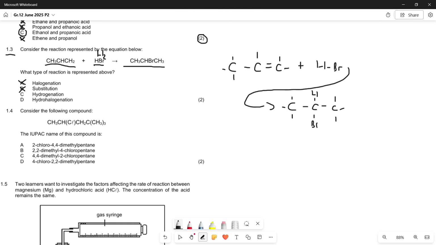We don't have an H2, we have an HBr, which means we aren't dealing with hydrogenation. So therefore that guy is out, and that leaves our final answer as D. And we can see why it is true is because it is hydrohalogenation.